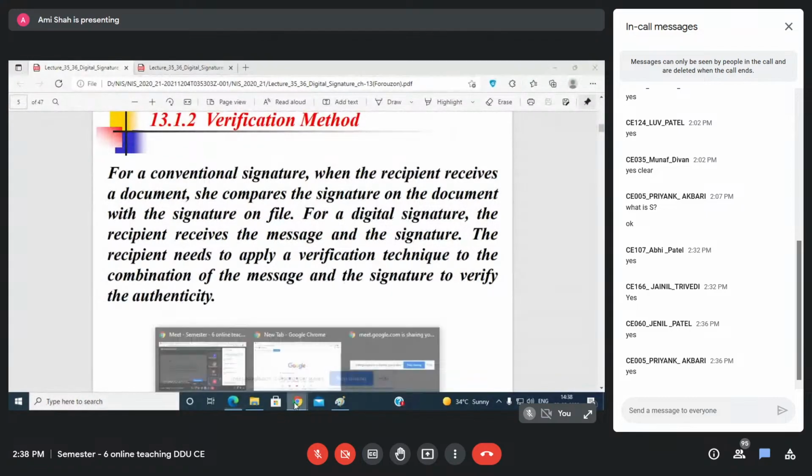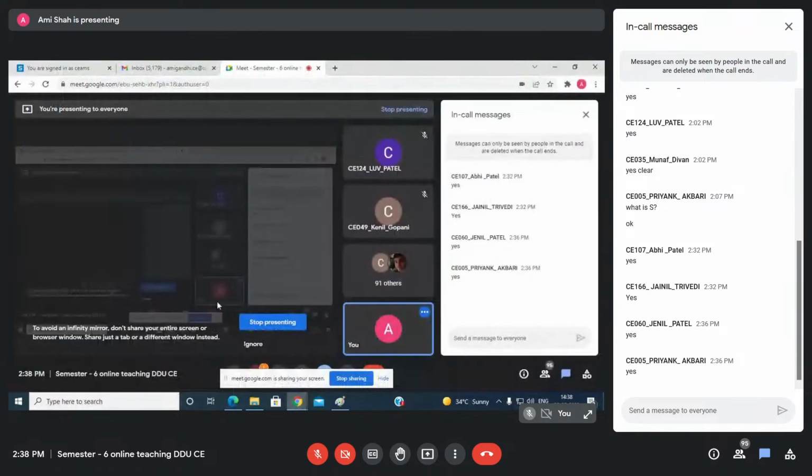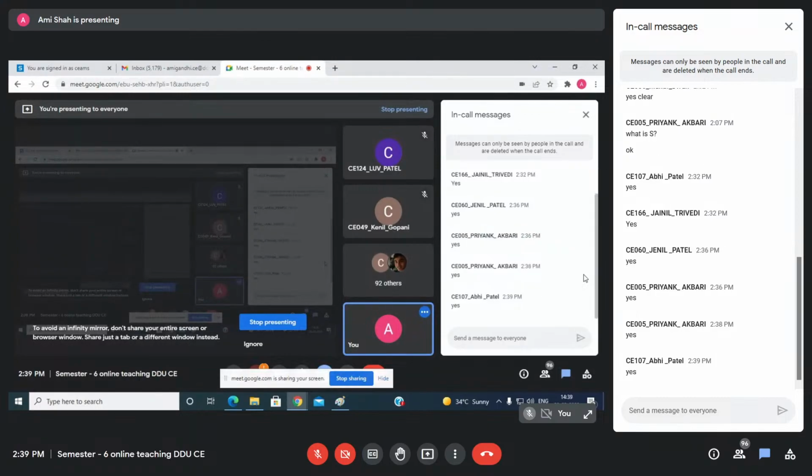Up to this, is it clear? Is there any doubt, everyone? These are just the differences. I will explain what the conventional and digital signature are. Is it clear to you all up to this? Please reply so I can understand. Okay, fine.